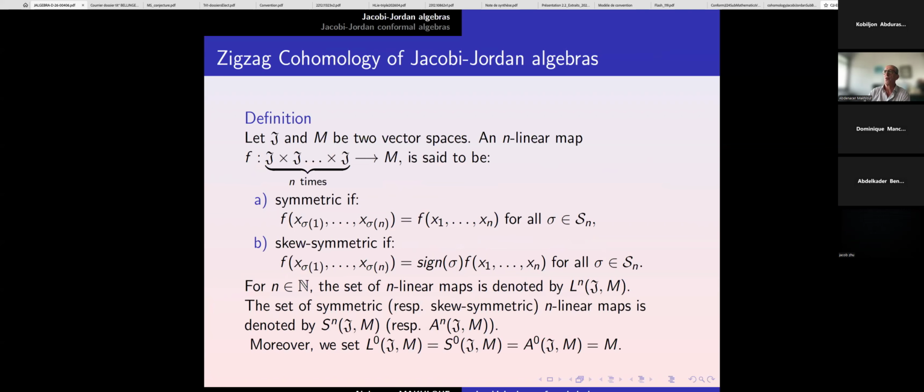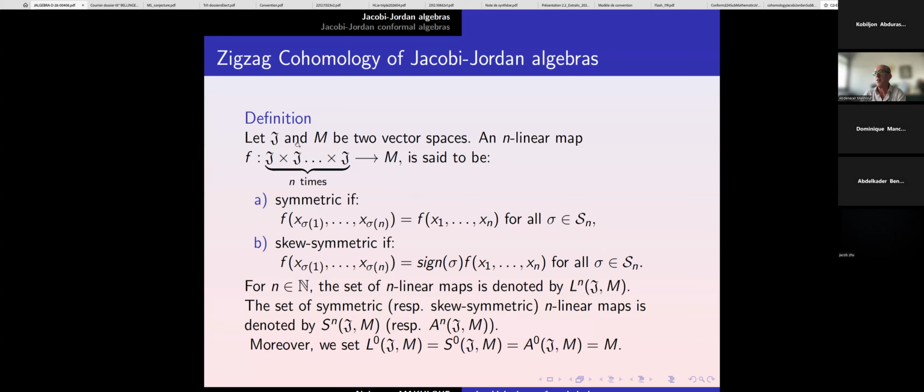Now we are going to switch to cohomology, where we are interested in the cohomology of Jacobi-Jordan algebras. I told you that these Jacobi-Jordan algebras are Jordan algebras. And it is well known that we don't have a cohomology for Jordan algebras. This is still an open problem. But here we are going to define a very special cohomology. We call it zigzag cohomology for Jacobi-Jordan algebras. And it turns out that this cohomology is helpful for deformation theory and for extensions.